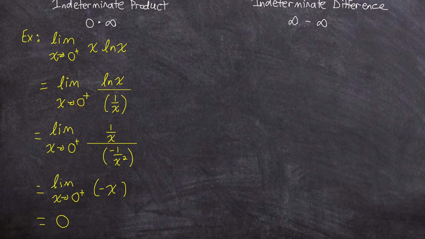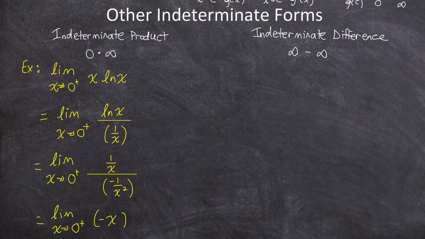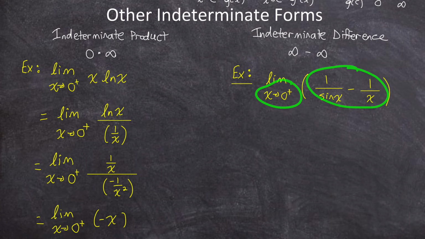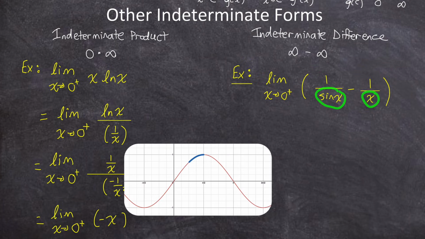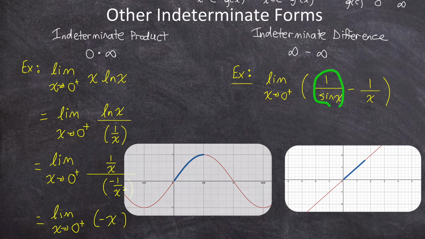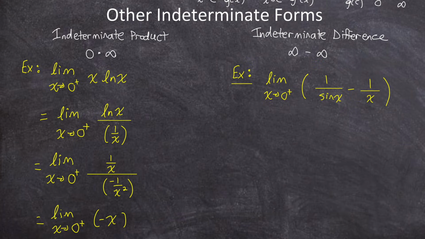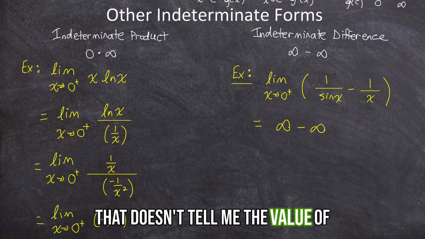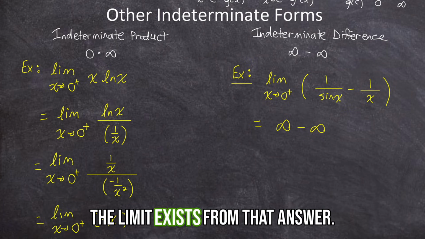Now let's try and evaluate a limit that results in an indeterminate difference. If I tried to evaluate the limit of this function as x approaches 0 from the right, both sine x and x would be approaching 0, which means both of these fractions would be approaching infinity. So I would have indeterminate form of type infinity minus infinity. That doesn't tell me the value of the limit, and I don't even know if the limit exists from that answer.